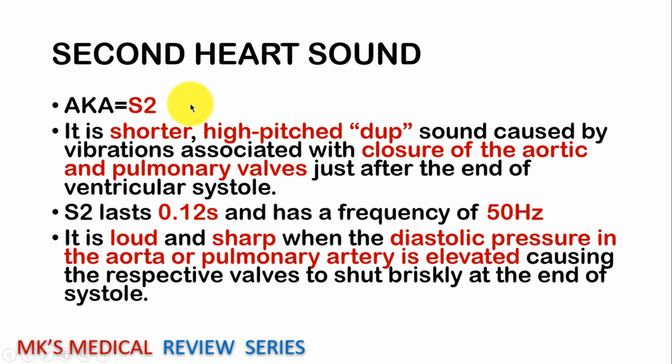So moving on to the second heart sound, this is going to be a much shorter and high-pitched dub sound that's going to be created by vibrations of the closure of the aortic and pulmonary valves, and S2 lasts for 0.12 seconds. Remember, S1 was 0.15 seconds, then the frequency of 50 hertz. So S2 is loud. Remember, S1 was soft, and it's going to be sharp when the diastolic pressure in the aorta or the pulmonary artery is elevated, causing the respective valves to shut briskly at the end of systole. So this is what makes up S2, the vibration sent by the closure of the aortic valve and the pulmonary valve.